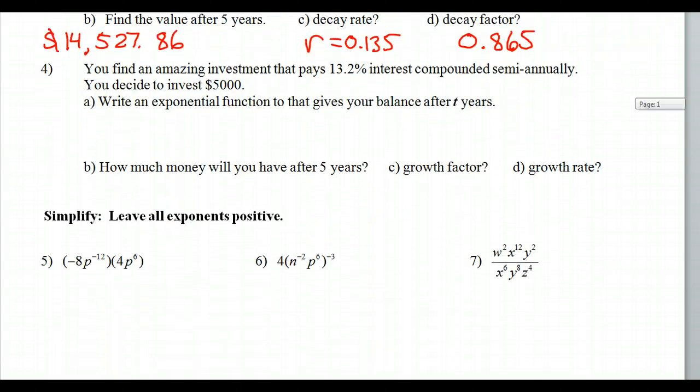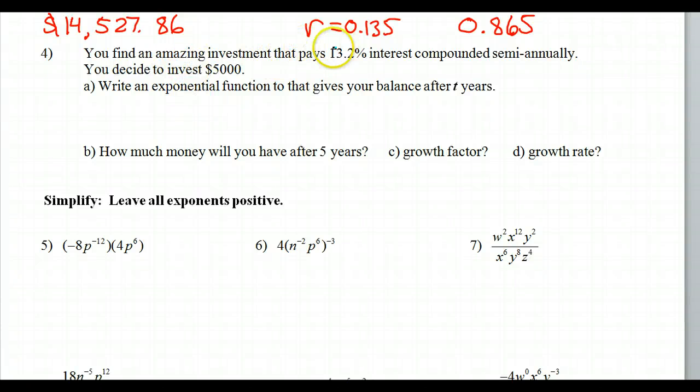Okay, moving on. Number 4, you find an amazing investment that pays 13.2% interest compounded semi-annually. Man, I keep forgetting to change this. Last year we learned about compounding interest on different times, quarterly, semi-annually, but this year we did not do that. So I'm going to cross out the word semi, and let's just go with a more simple case for now. All right, we will save the quarterly, semi-annually, all that compound interest.